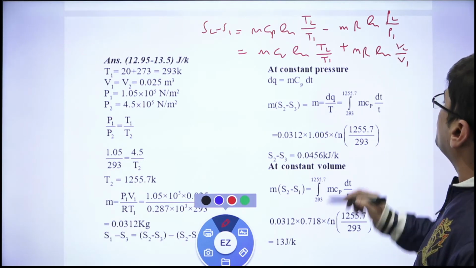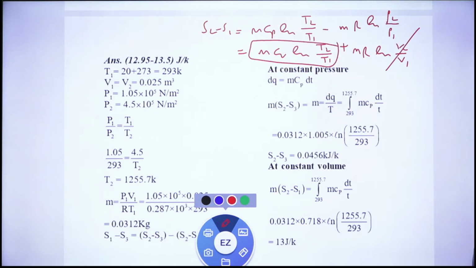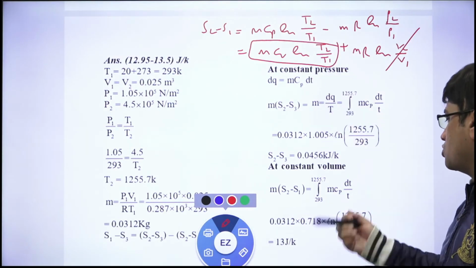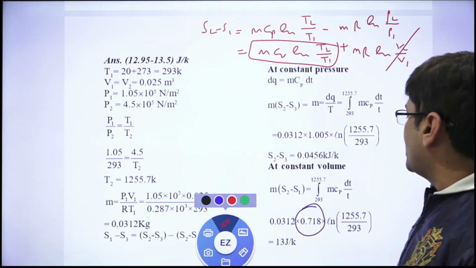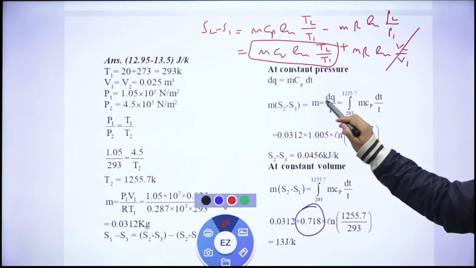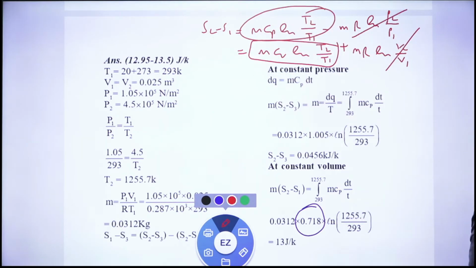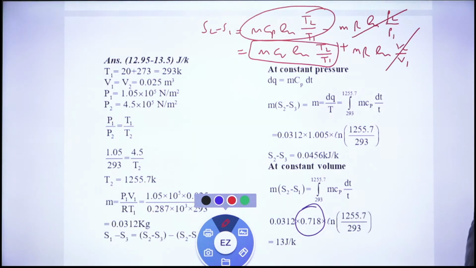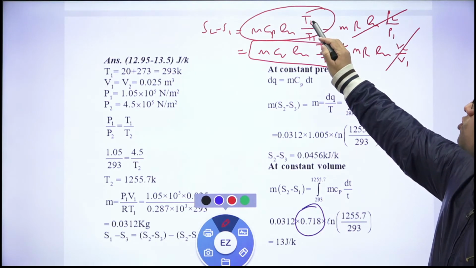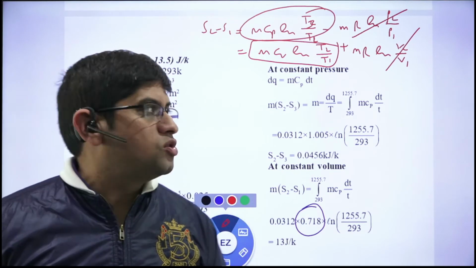So in the first case, 1 to 2, V1 and V2 are equal, so only this formula applies: MCV log of T2 by T1. T1 and T2 we have calculated, and CV we can calculate. For 2 to 3, because pressure is the same, we can use MCP log of T3 by T2, where T3 is the same as T1 and T2 is known to us.